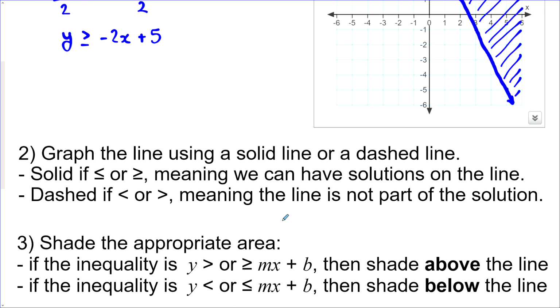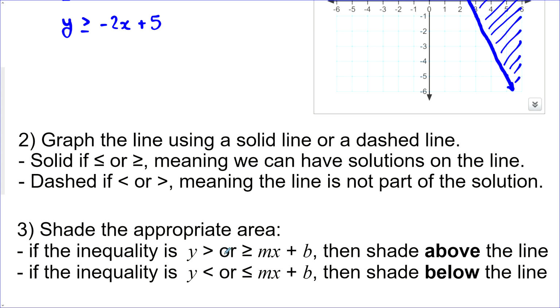Next is we shade the appropriate area. So if it's greater than or greater than or equal to, shade above. If it's y is less than or equal to, shade below. And that's after we've rearranged the equation into a convenient form of isolating for y.